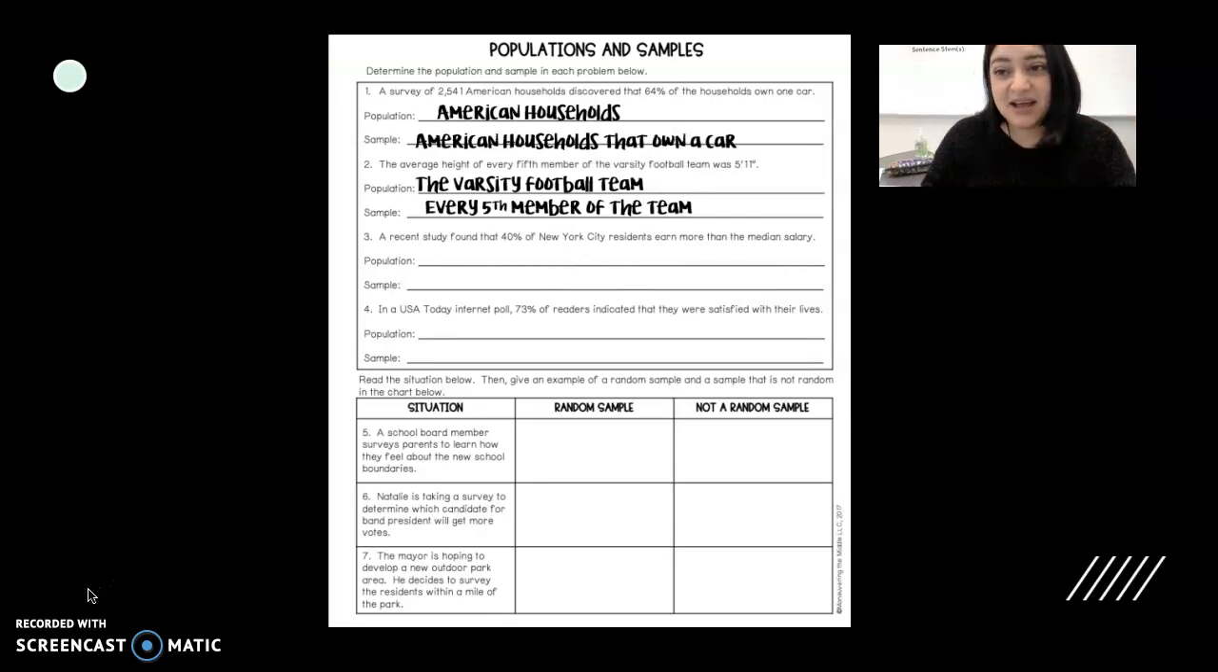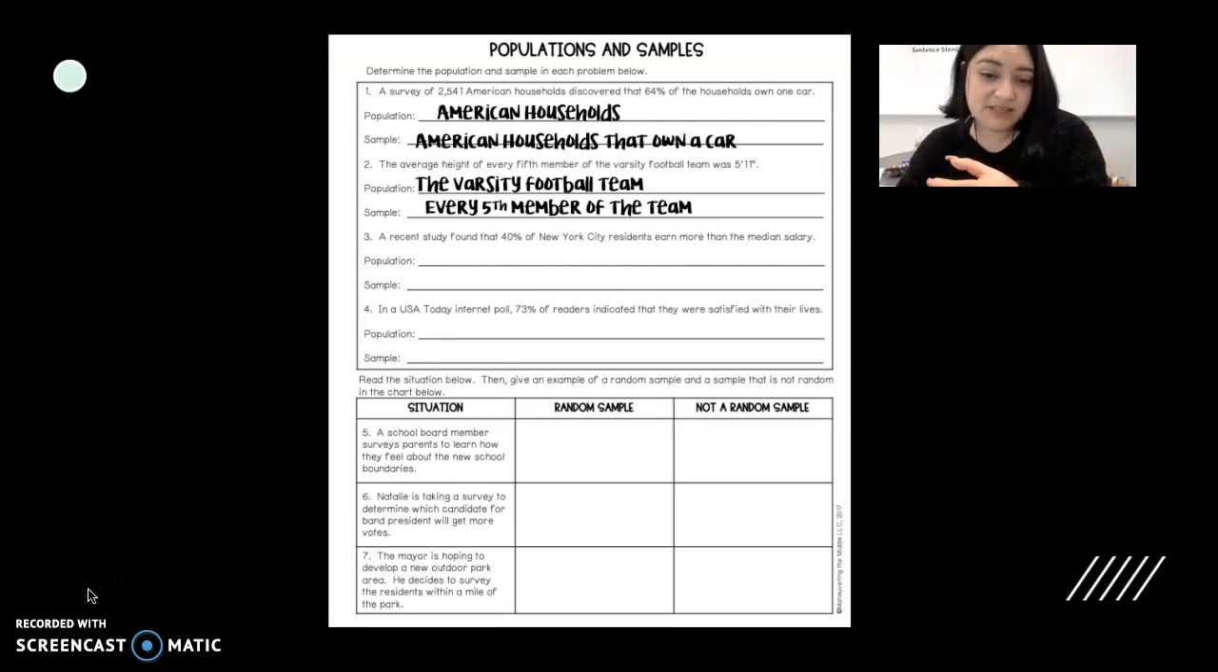So now I'm going to give you guys an opportunity to complete this. You have 3, 4, 5, 6, and 7. Now at the bottom, we're talking about a situation, random samples, and not a random sample. So you're going to look at the situation, you're going to come up with a random sample or not a random sample that would go with it.